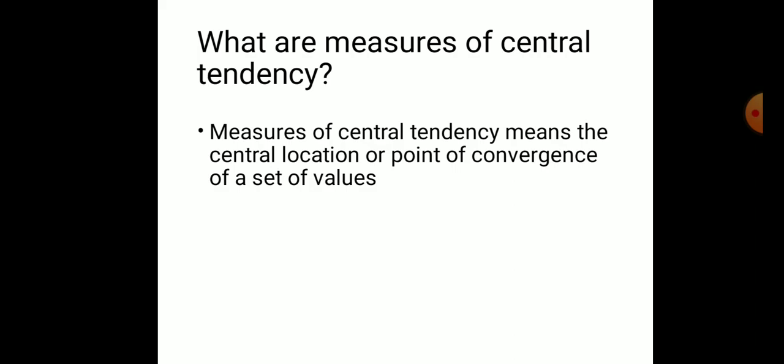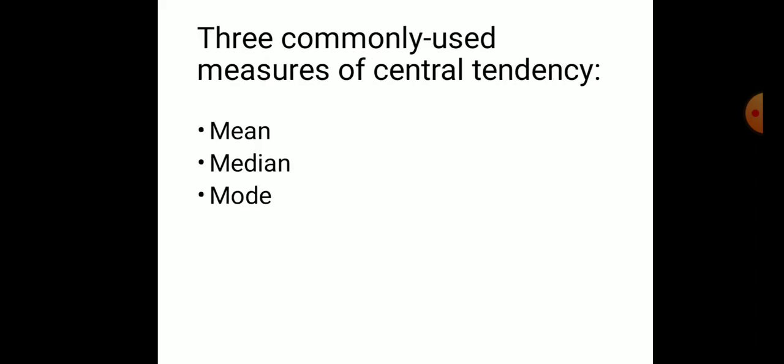What are measures of central tendency? Measures of central tendency means the central location or point of convergence of a set of values. It is a summary measure that attempts to describe a whole set of data with a single value that represents the middle or centre of its distribution. There are three main measures of central tendency: the mean, the median, and the mode.